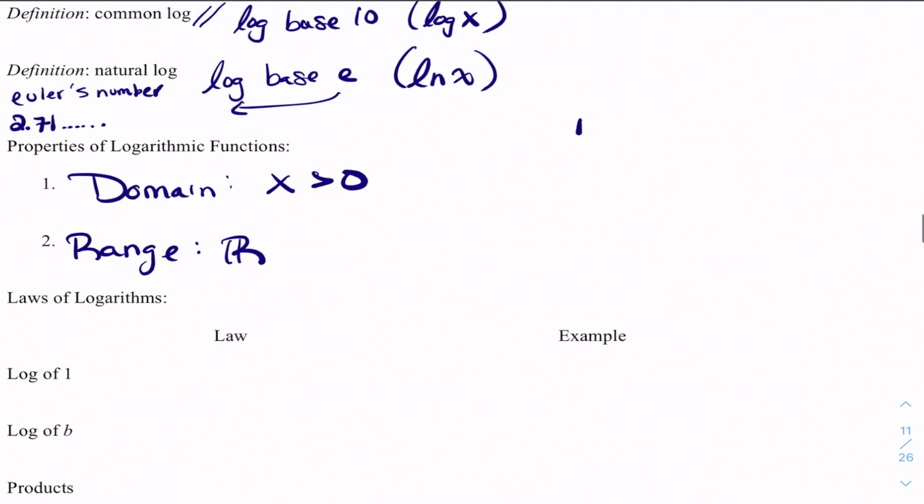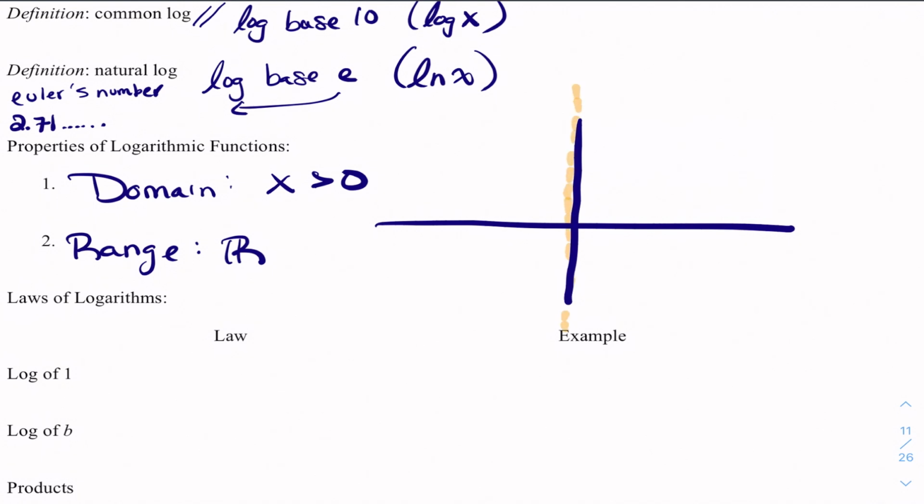What the graph of a logarithmic function looks like is we have a vertical asymptote because we need to be a positive number. If I plug in 1, I get 0 out, and then it kind of looks like an exponential function reflected over the line y equals x.